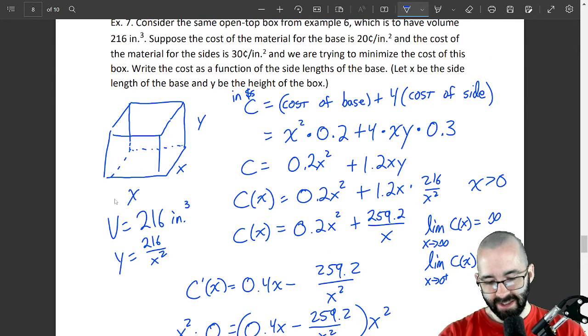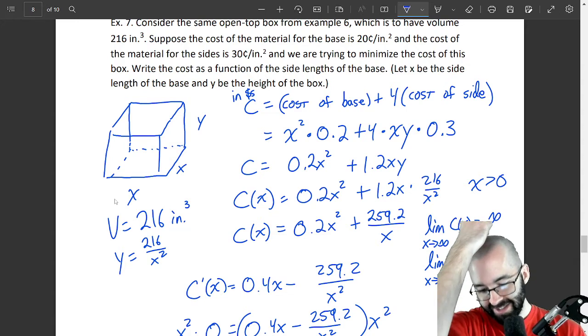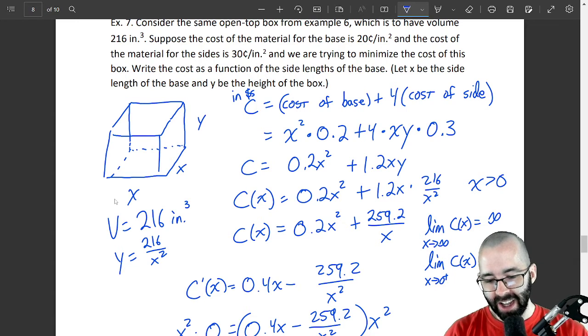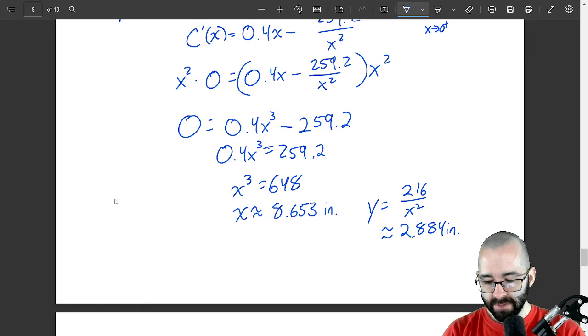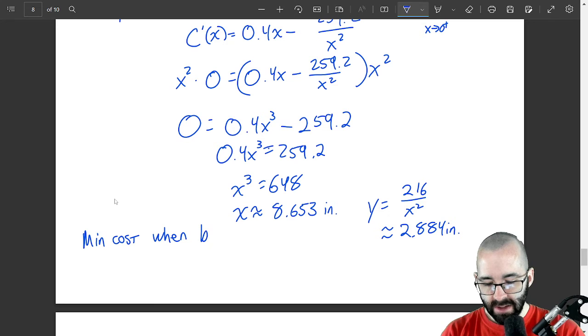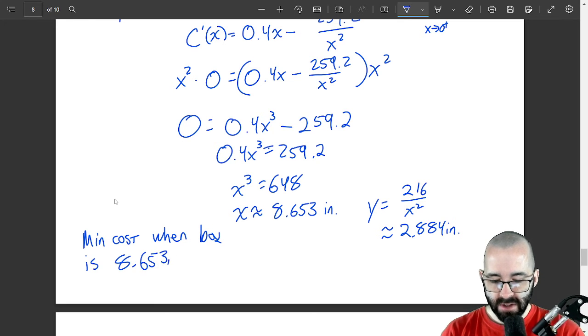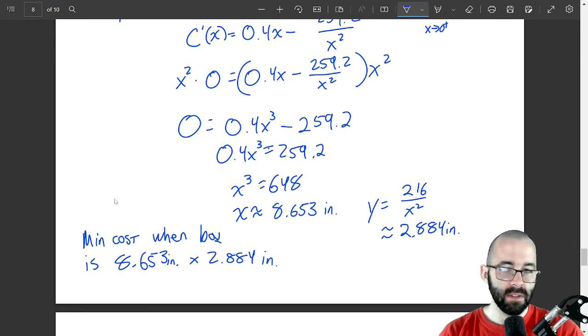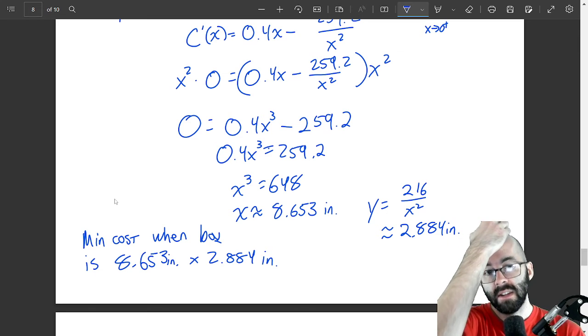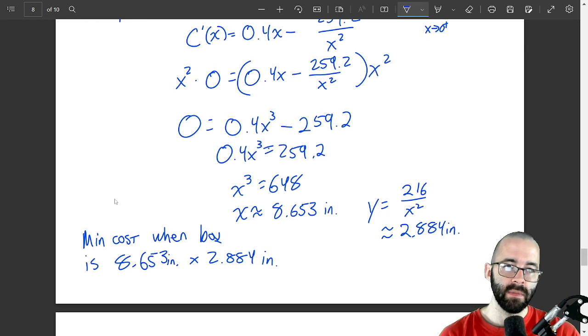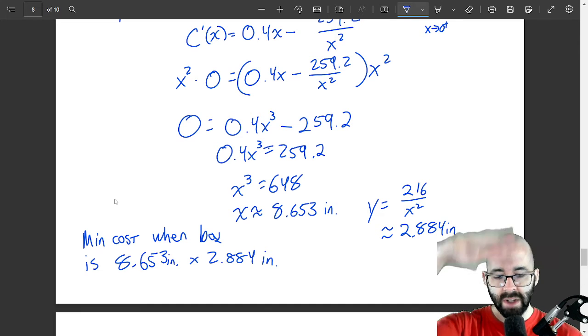This just wanted us to write the function. But yeah, to minimize the cost is when the box is 8.653 inches by 2.884. So a pretty short box, honestly. It's because the cost of the sides is more expensive. And we're trying to minimize surface area. So having a lot on the base is also good because there's no top.